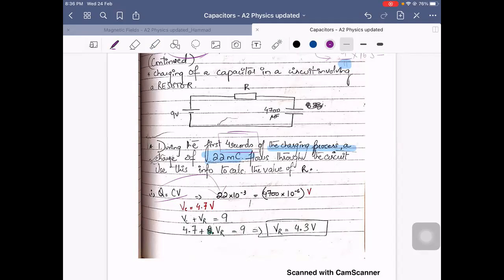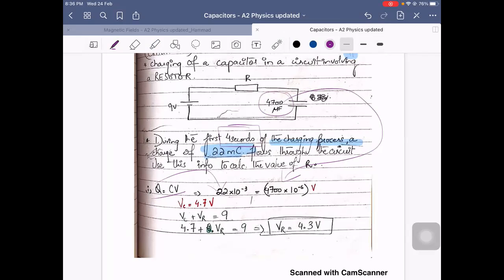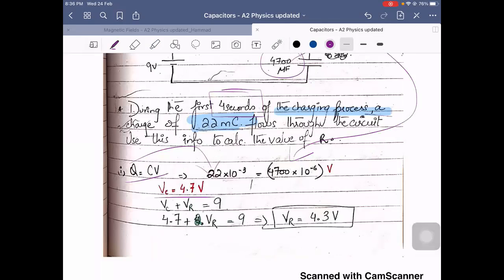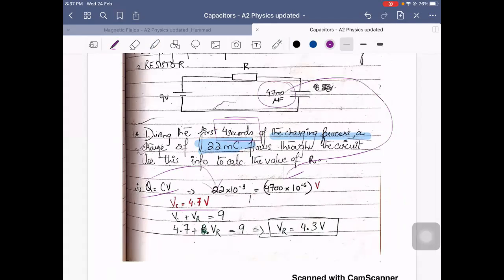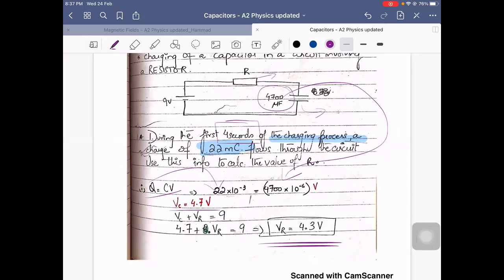Right? You are provided with the capacitance, which is 4700 microfarad. You will realize that during this process, the capacitor stores 4.7 volts. If the capacitor is storing 4.7 volts and it is in series with the resistor, the rest of the voltage goes to the resistor. So during this process, the resistor has 4.3 volts.